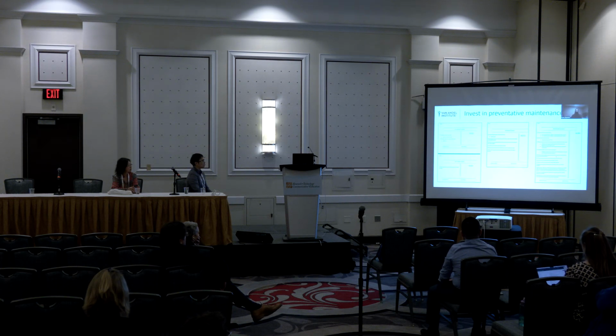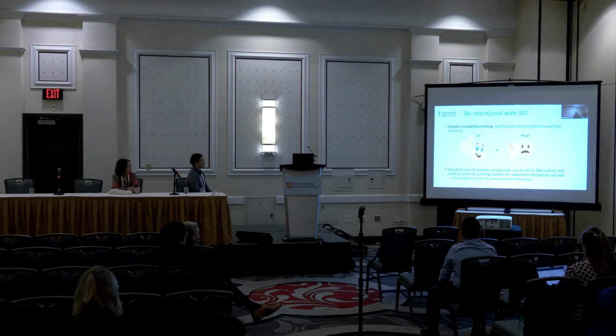I'm going to touch now on what we do with our system suitability standards, or what we call SSTs. These SSTs are really just a set of standards that we use to verify that our system is working. Specifically, we use a mix of chemical standards that were hand-picked to be informative for us on our different methods. We have one that we use across the lab, a mix of compounds that I'll show on the next slide. These allow us to look for problems with the chromatography system as well as with the mass spectrometer.